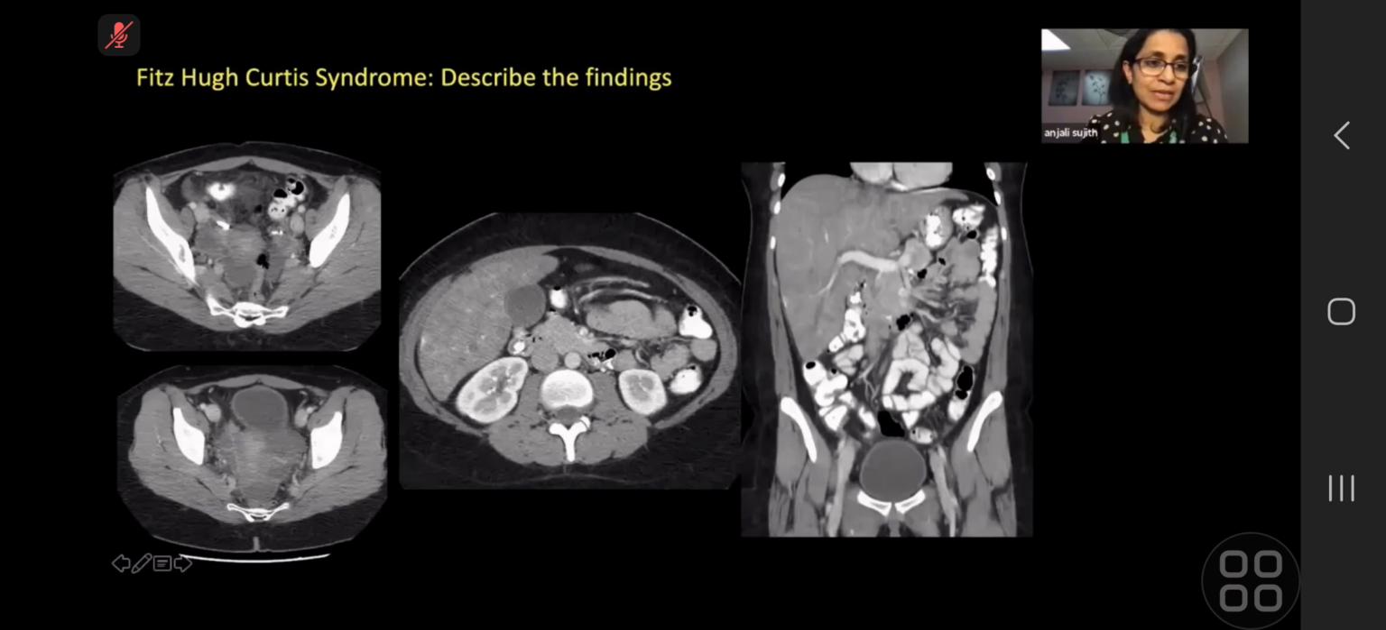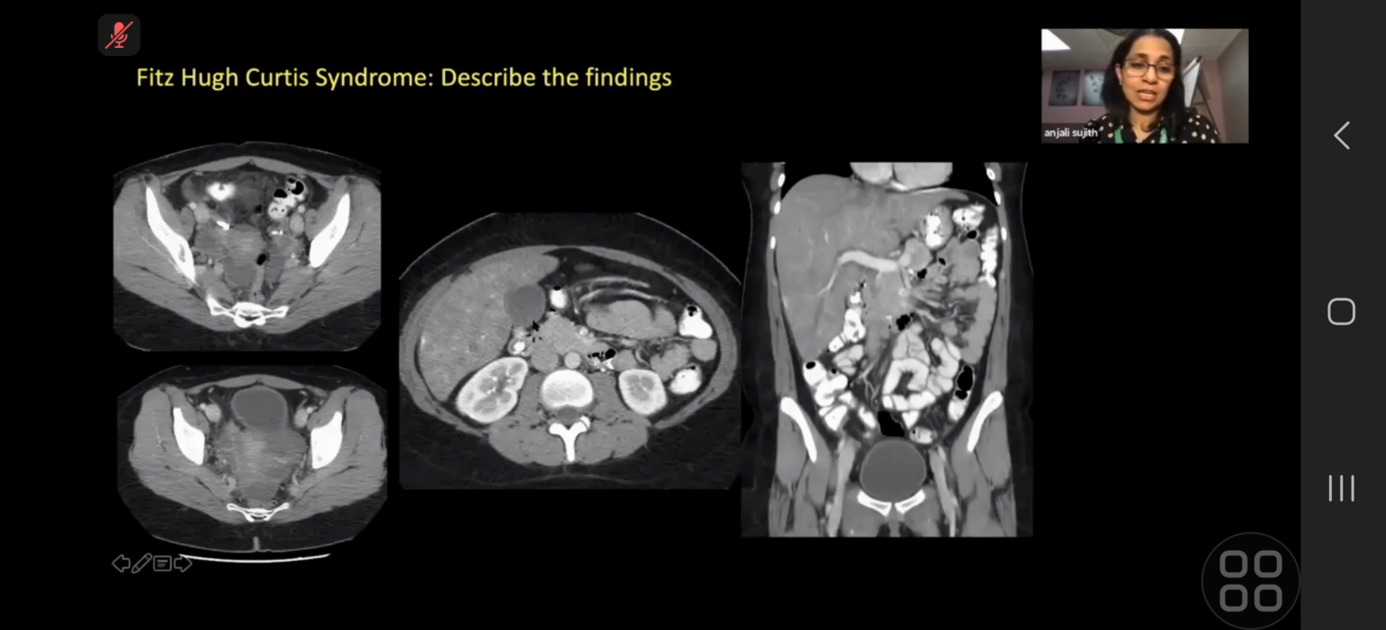So we can see pelvic inflammatory disease, fat stranding, fluid. So there is pelvic inflammatory disease. This is a case from the online resource, Radiopaedia, I think. This lady presented with acute onset of right upper quadrant pain and with a background of pelvic inflammatory disease.